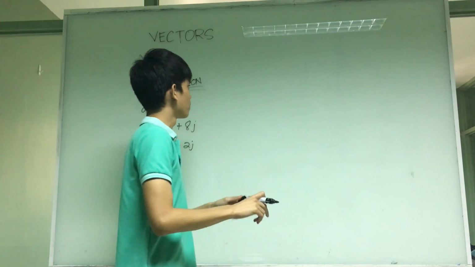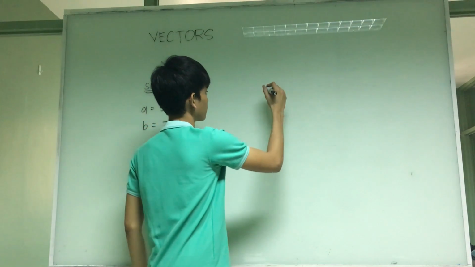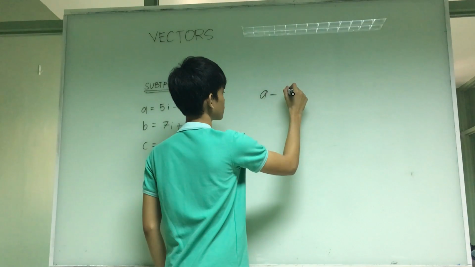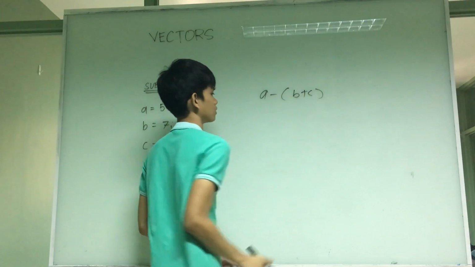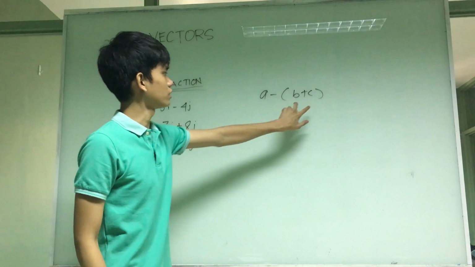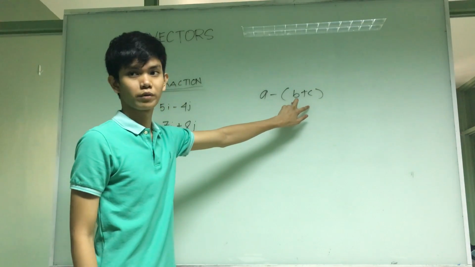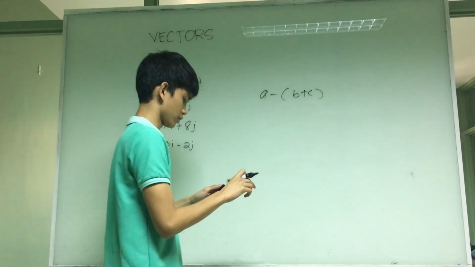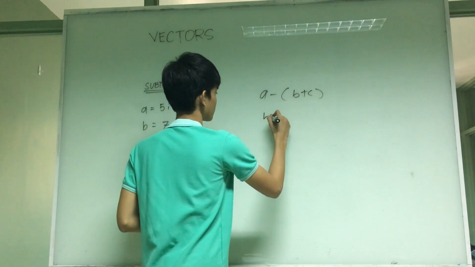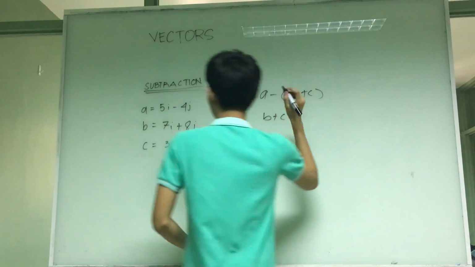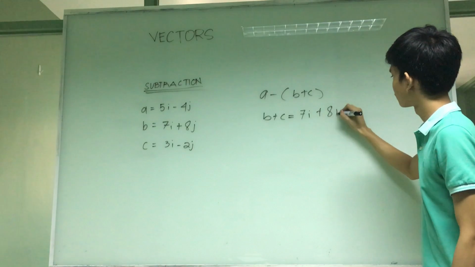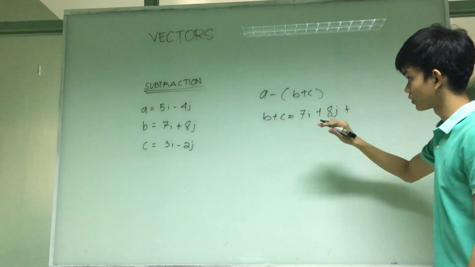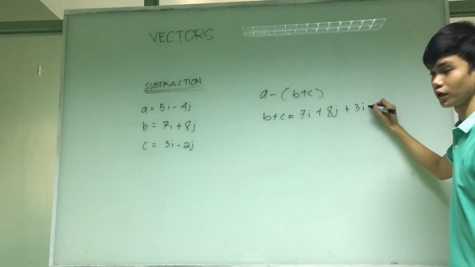So let's try a more complicated example: A minus quantity B plus C. Since B plus C is inside the parentheses, we are going to manipulate the inside first. So B plus C, or B, 7i plus 8j, plus our C, 3i minus 2j.